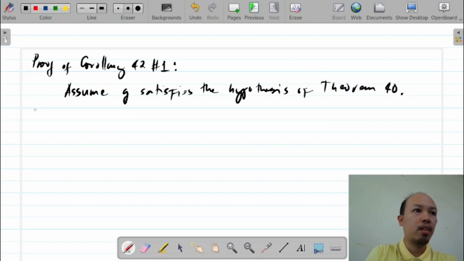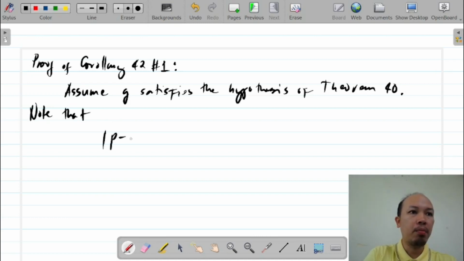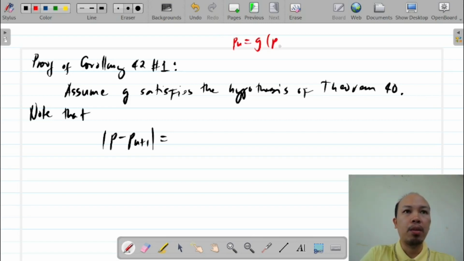So note that, let's have a note somewhere here. Note that the absolute value of P minus P sub n plus 1 is equal to, let me put a recall here. In theorem 40, it says that our fixed point iteration is given by this form: P sub n is equal to g of P sub n minus 1. That one. Okay.